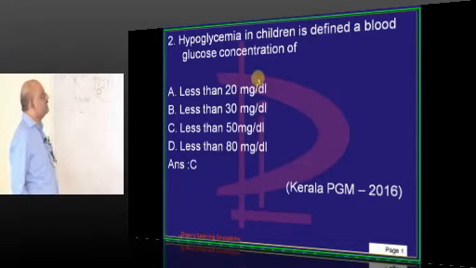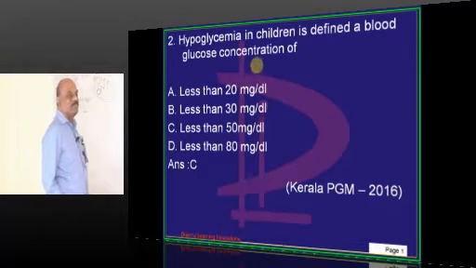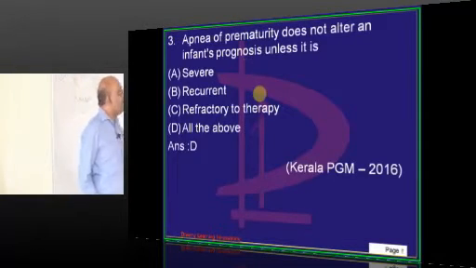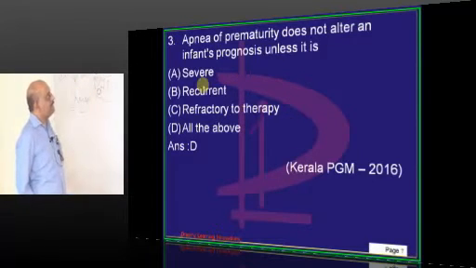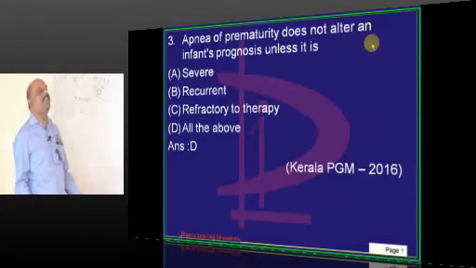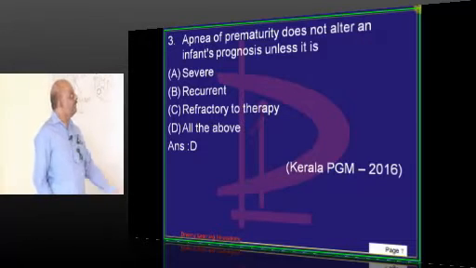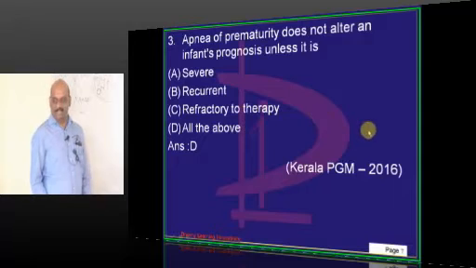Hypoglycemia in children is defined as less than 50. Sir, illogical. Our MBBS students don't know 30 or 50 or 80, all are looking at the normal range, the low range of glucose only, right? Apnea of prematurity does not alter the prognosis unless it is severe, recurrent, or refractory to therapy. If it is refractory to therapy, obviously poor prognosis. If it is recurrent, poor prognosis. Severe, poor prognosis.